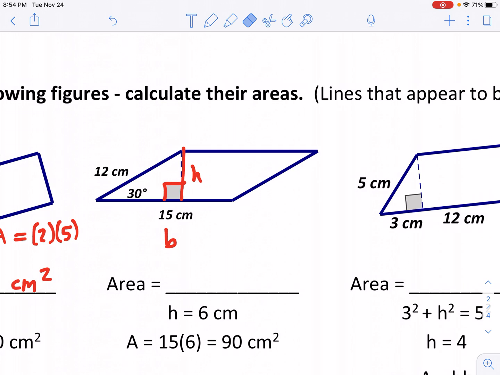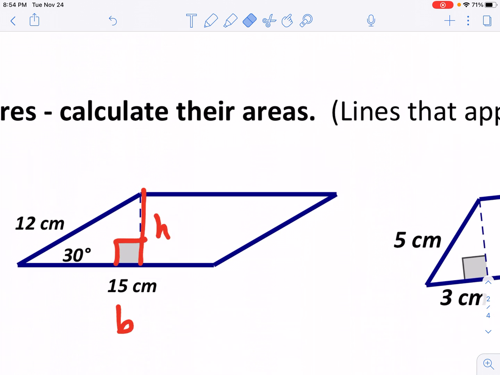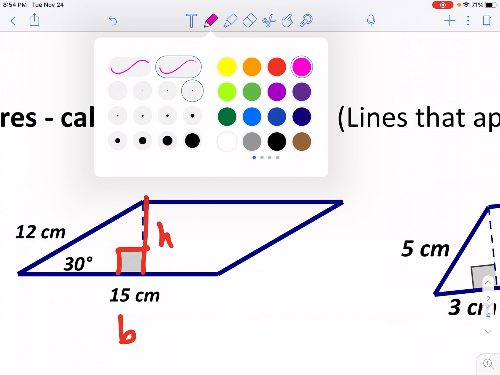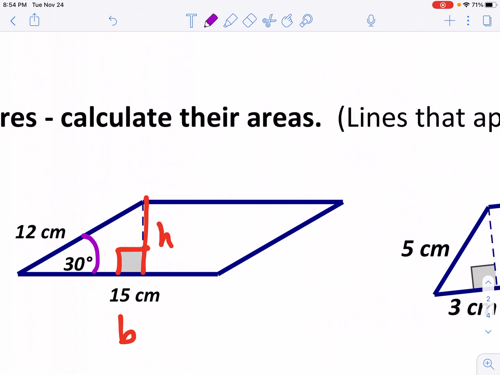Now, there's a couple of different ways we can look at it. I'm going to show you a couple of different ways. We could use our sine, cosine, and tangent ratios to help us. Let's use this one. If this is our reference angle, then h would be the opposite side, and 12 would be the hypotenuse of this right triangle. So if we're dealing with opposite and hypotenuse, which of those ratios are we talking about? Sine. So if we take the sine of 30 equal to the opposite side, which is h, over the hypotenuse, which is 12, we can determine what the height of this parallelogram is.